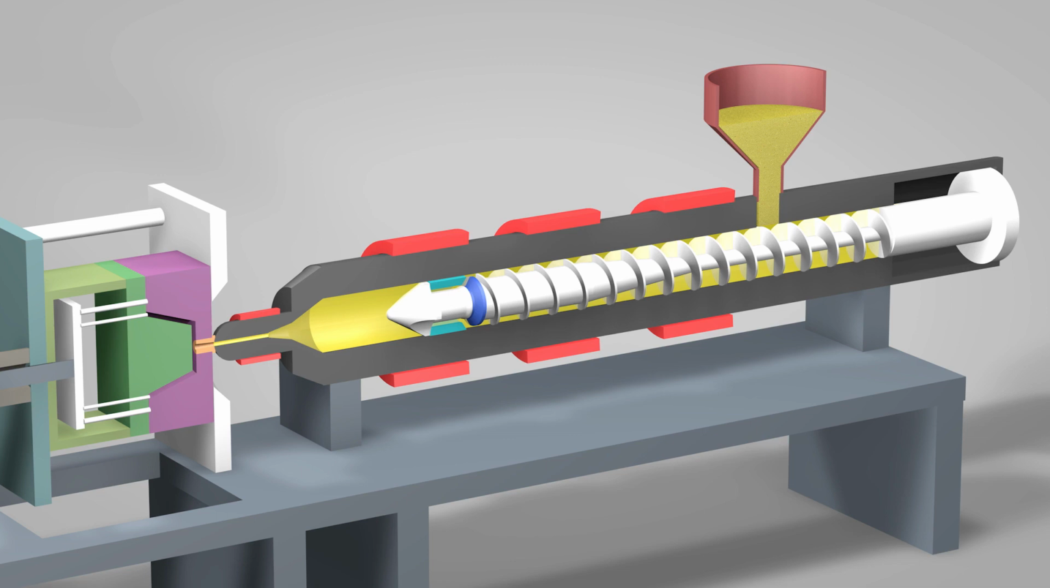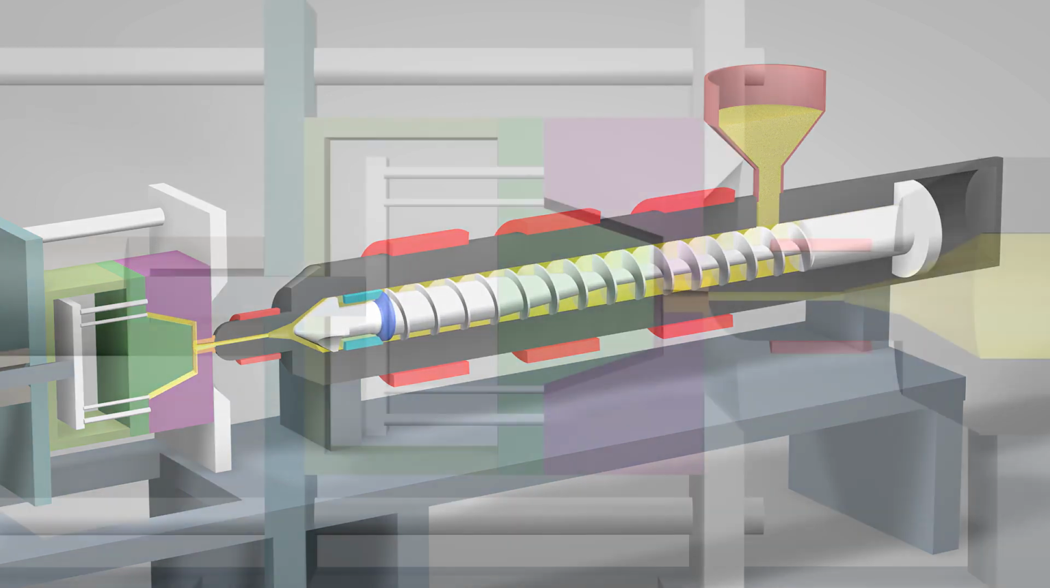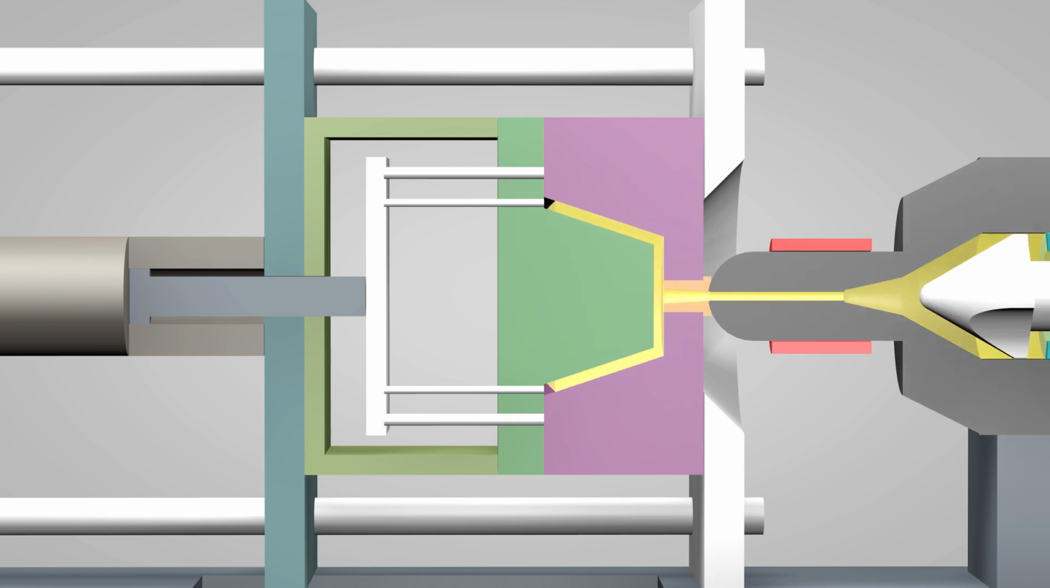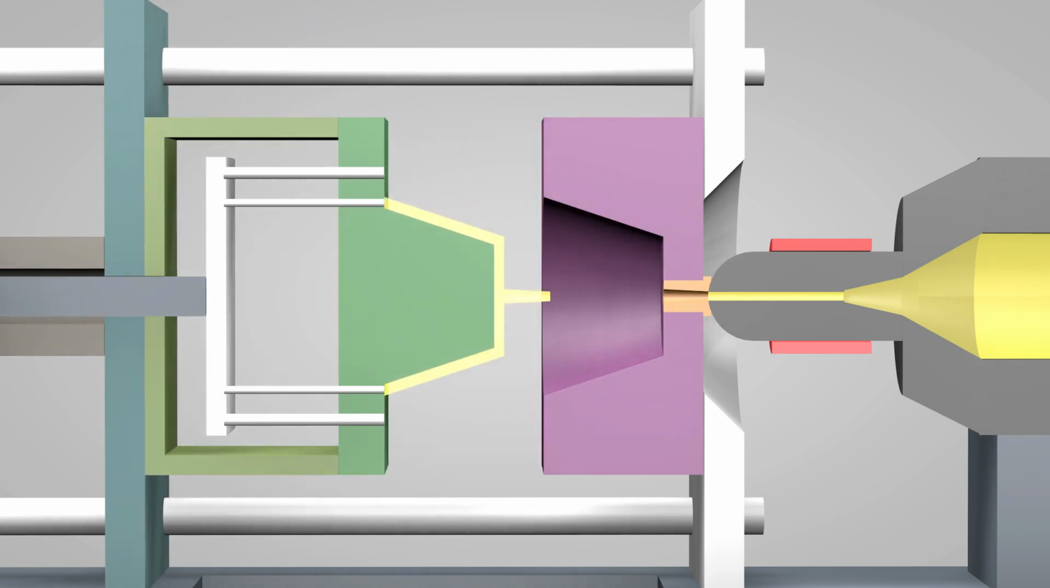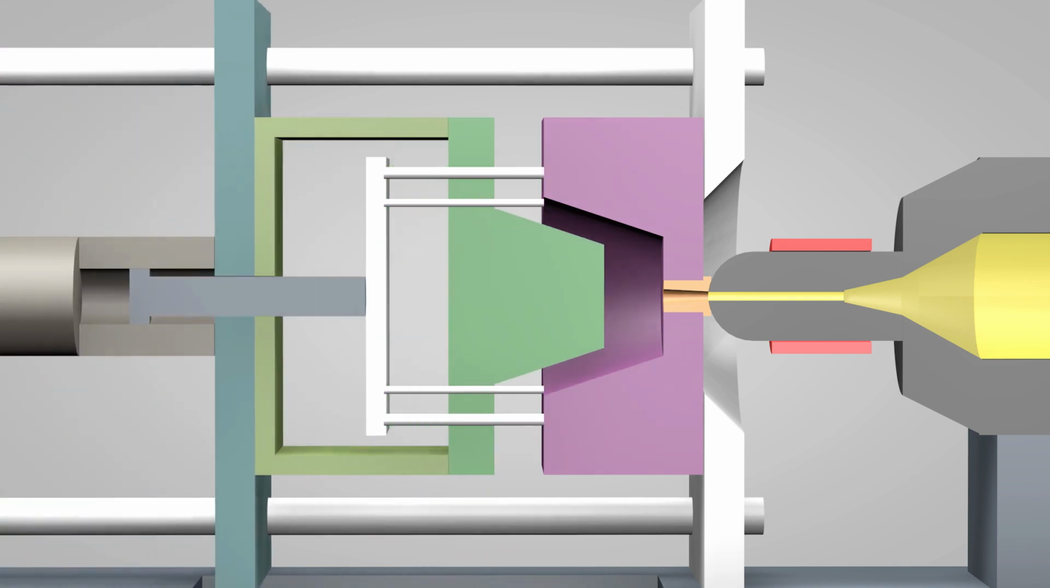Once enough molten plastic is in front of the screw, it rams forward like the plunger of a syringe. In a matter of seconds, the screw injects the molten plastic into the empty part of the mold called the cavity. The plastic solidifies in under a minute. The mold opens and the part is ejected. The mold then closes and the process repeats.